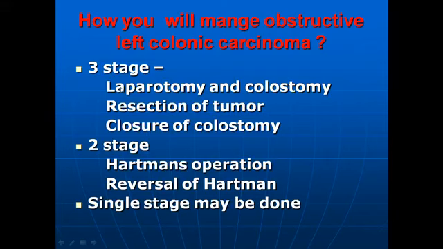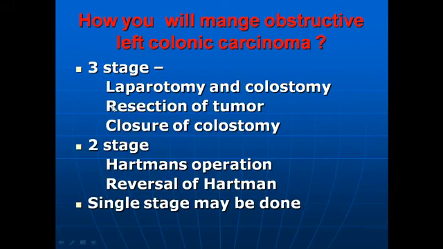In the first stage, the patient is in intestinal obstruction, having an electrolyte imbalance, not fit for anesthesia, having some renal function deterioration. So to relieve the obstruction, you do a laparotomy and a colostomy. Let the patient survive first. If you do a laparotomy and colostomy, hopefully the patient will survive.